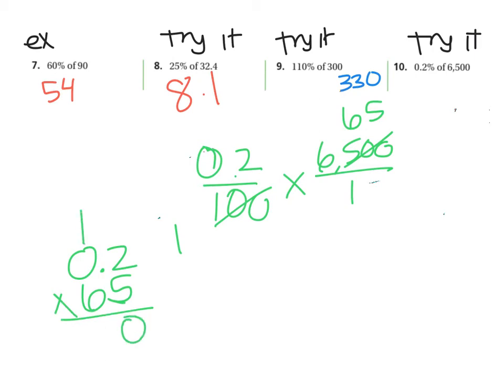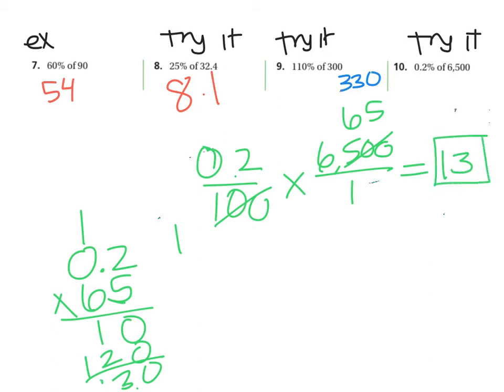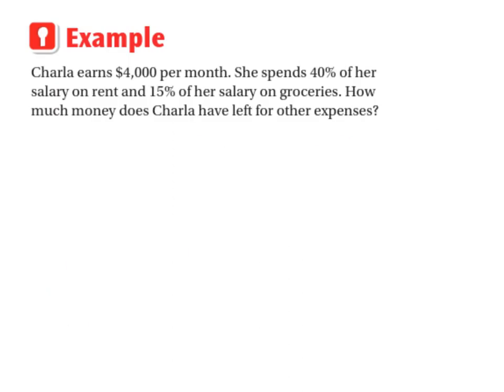5, 0, 1, and 2, 1. 13. That's a 1 there, and then I put my decimal in right there. Alright, and that's that last try it problem. Boys and girls, I hope that if you need help, you stop me. These are level 2 problems. Make sure that you know how to do these because they're very important.